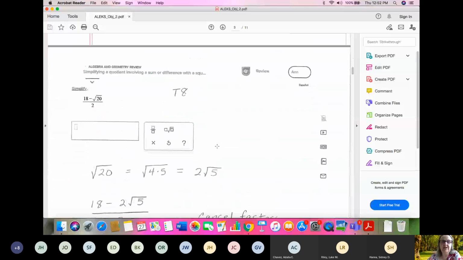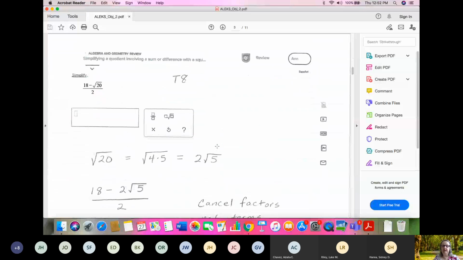So there are some other topics in here besides factoring. I chose to put this one in because I wanted you to have a little practice with square roots in the previous objective, in the first objective, before doing this one. So where this comes up is in the quadratic formula, being able to simplify expressions such as this.